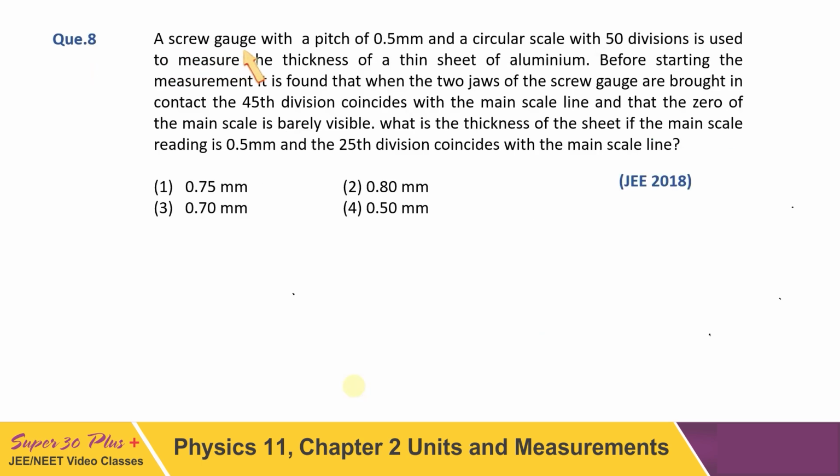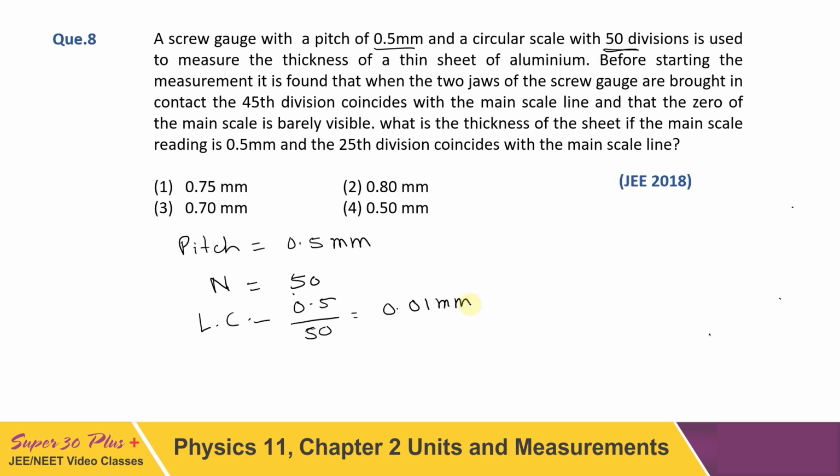A screw gauge with a pitch of 0.5 mm. Pitch is given here, that is 0.5 mm. And the number of divisions on the circular scale is 50. So N is 50. First, with the help of these two, calculate the value of least count. That would be equal to 0.5 upon 50, which is 0.01 mm. So this is the least count of the screw gauge provided.